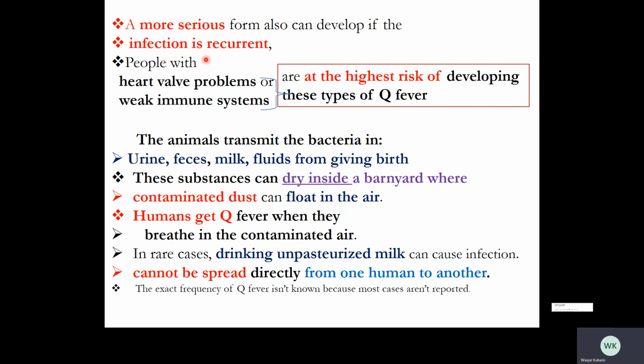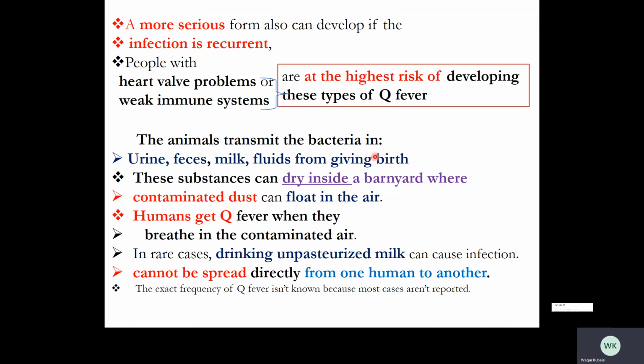Just now I said chronic, and this will occur in whom? In people who have valve disease, heart valve disease, and also with weak immunity, so they will be at high risk of chronic disease. Even pregnant women are also at high risk of chronic disease or reoccurrence of the disease.